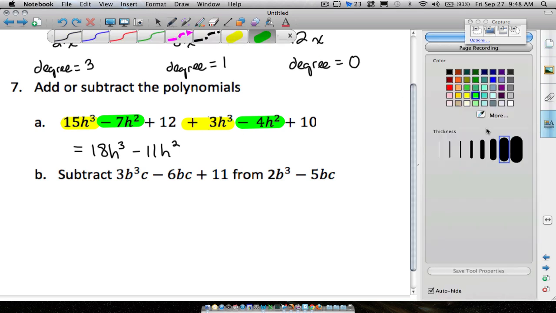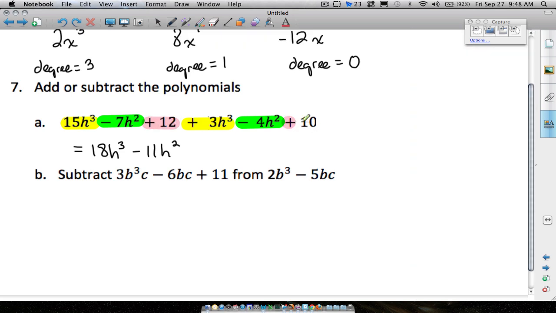And then we have these constant terms that I've mentioned back up here too. Positive 12 and a positive 10. 10 plus 12, 12 plus 10. No matter how you look at that, you're going to get plus 22. So there is the answer to that problem. We just added those together.